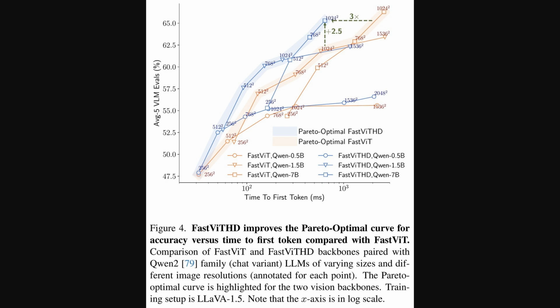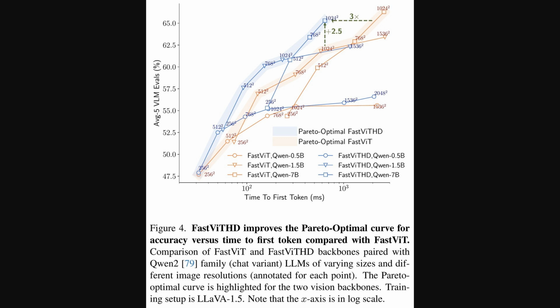So we've seen how the vision encoder impacts the overall speed. Now, Figure 4 takes this a step further by directly comparing the efficiency of FastViTHD, our new encoder, against its predecessor, FastViT. This chart shows what are called Pareto optimal curves. Think of these curves as showing the best possible balance between accuracy on the vertical axis, measured by that AVG5 VLM eval score, and the time to first token on the horizontal axis, which is again on a log scale. A better curve is higher up and further to the left, meaning higher accuracy for a given speed, or faster speed for a given accuracy.